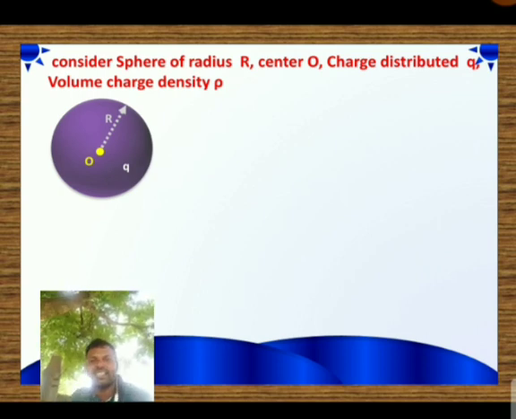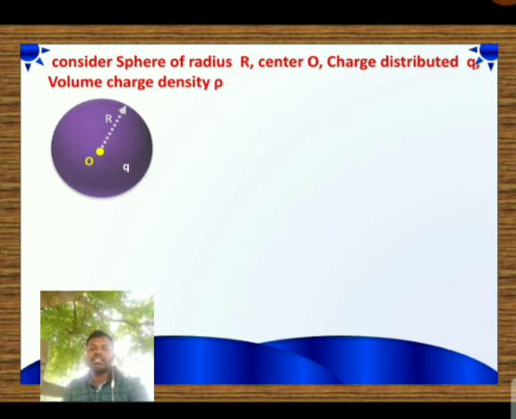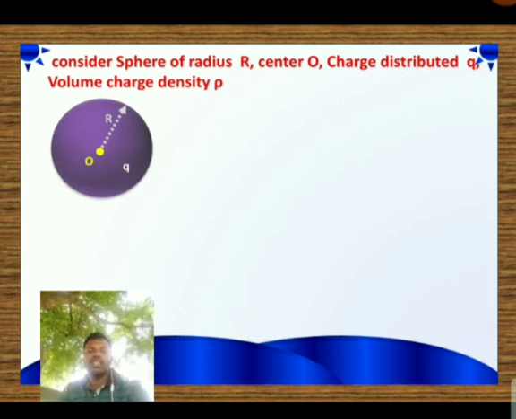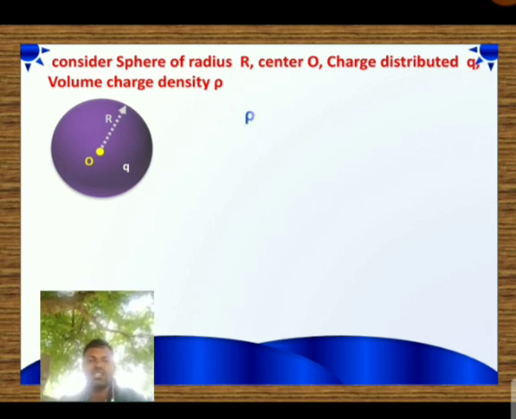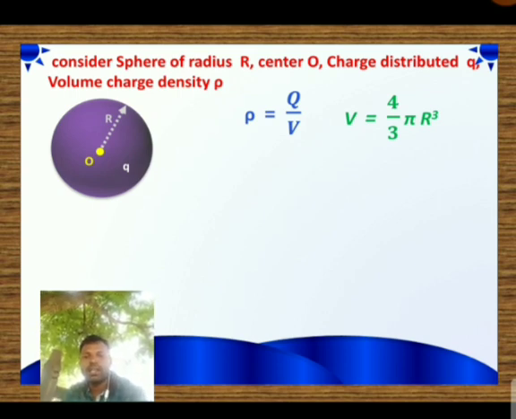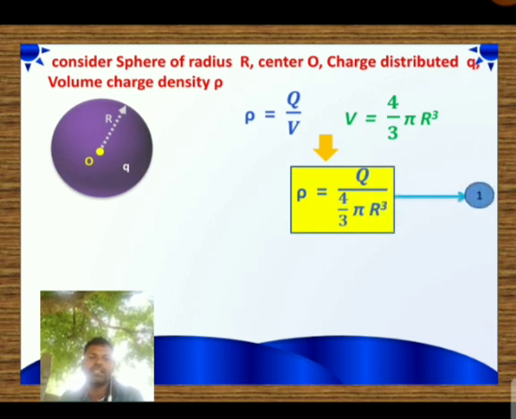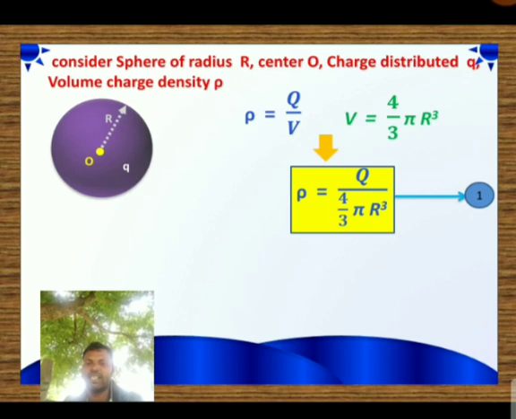First, let us consider a sphere of radius R and center O, which is charged with a charge q. That charge is distributed uniformly throughout the sphere. Now the volume charge density is rho. What is volume charge density? Rho is q by V, that means charge per unit volume. The sphere volume formula is 4 by 3 pi R cube. If I write that, then rho is equal to q by 4 by 3 pi R cube. This is equation number 1. Okay, this is my sphere.